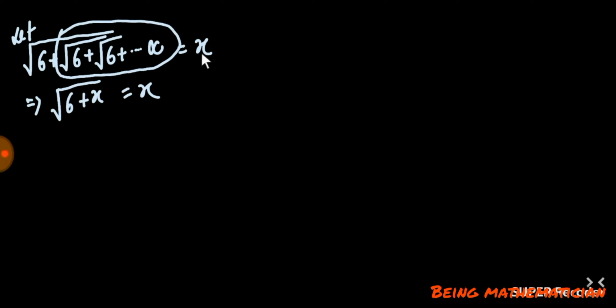First of all, we evaluate the value of this expression, root over 6 plus root over 6 plus root over 6 and so on to infinity. Let this be x. So we can write root over 6 plus x equal to x, because the inner part is similar to the whole part, that is x. So we can replace this part by x.